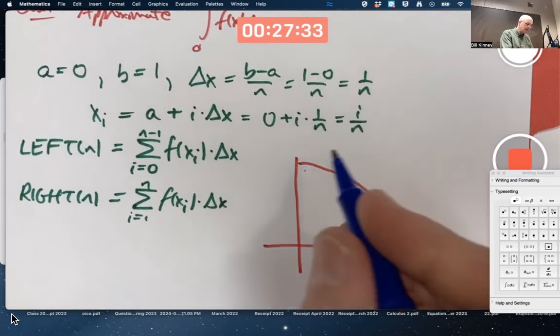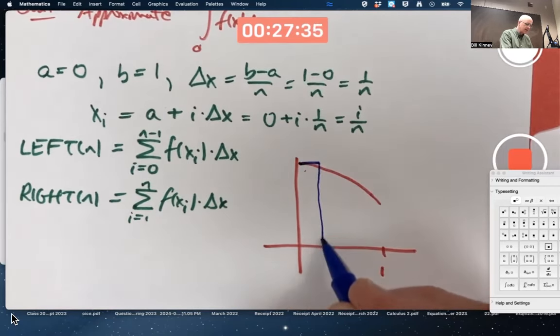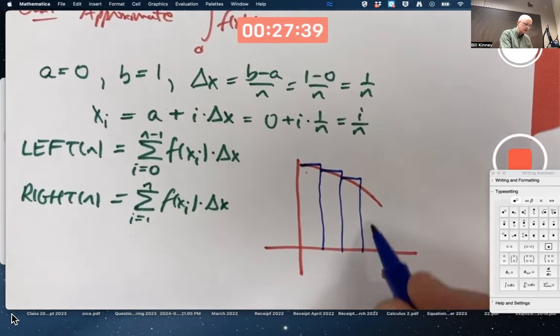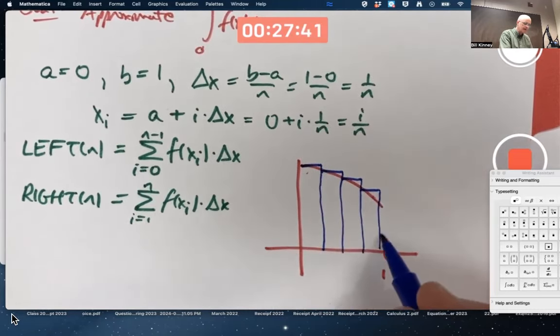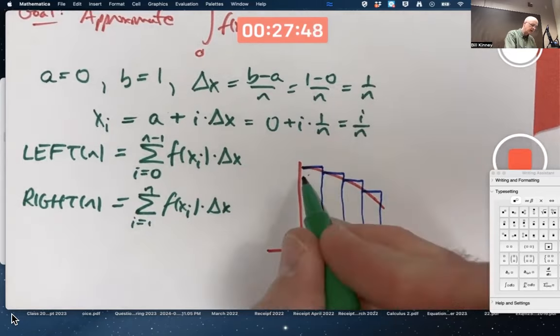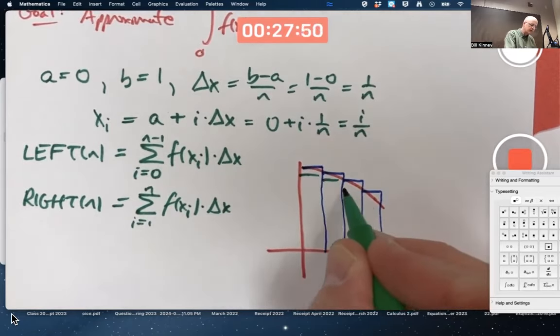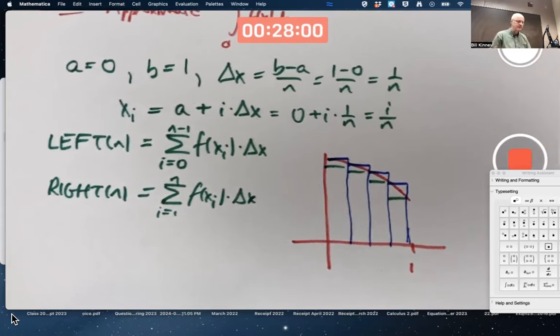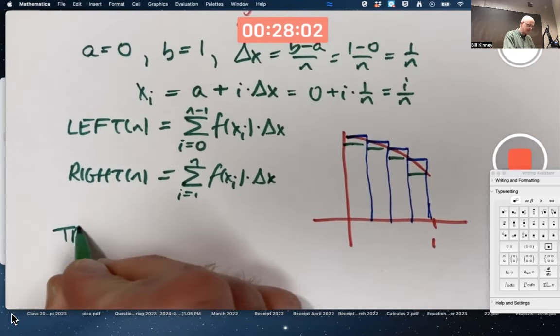The left-hand sums in that case will be giving you rectangles that are above the curve and therefore giving you areas that are too big. And the right-hand sum will be giving you areas of rectangles that are underneath the curve, and the total area will be too small. So it should make sense that we average them to get a better answer. We call it the trapezoid rule.